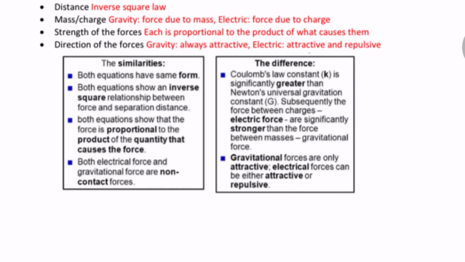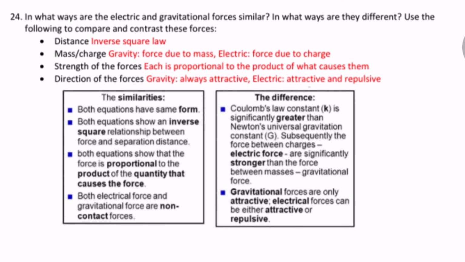Gravitational forces are always only going to be attractive. Gravity cannot repulse anything, but electrostatic force can attract or repulse, as we have seen with like charges and unlike charges. Both of them are non-contact forces. Both equations have an inverse square relationship between the force and separation distance, because the equations are very similar. Coulomb's law is significantly greater, and that's it. You just have to read through that and know that.